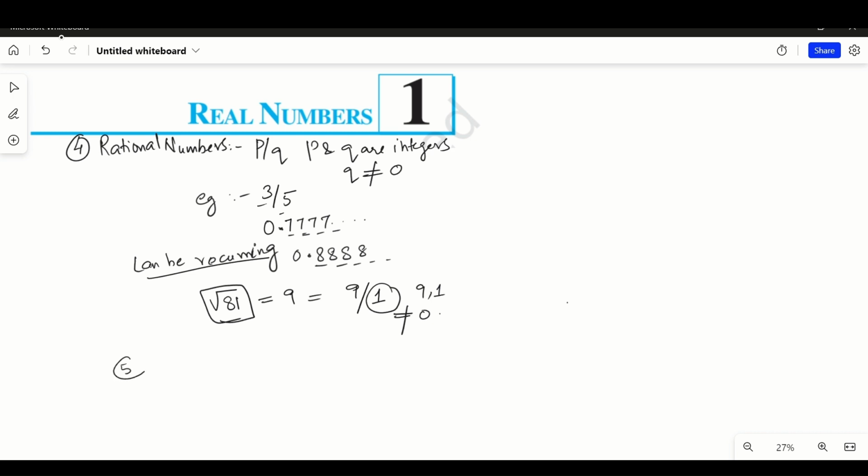Now next we will be moving on to what is an irrational number. Irrational numbers are those that cannot be represented in the simple fraction form, or those numbers that are not rational. For example, root 2 is an irrational number because it cannot be represented in a simple fraction form and the value is 1.41414, etc. So here we can see that the values are non-recurring and non-terminating.